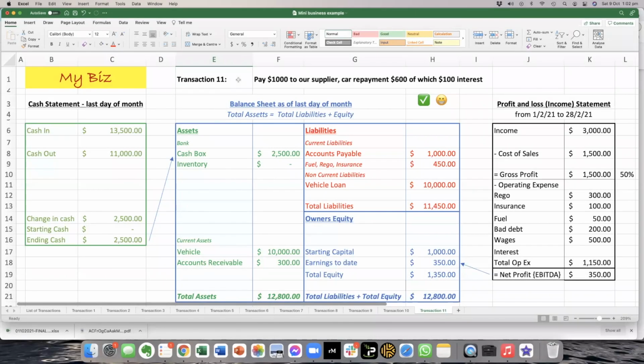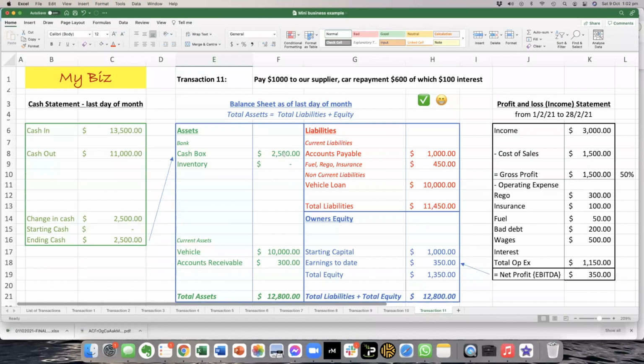So transaction 11, we've got a bit of cash in yesterday. So now it's time to pay some of our debts. We're going to pay $1,000 to our suppliers, and we've got a car repayment of $600, of which $100 is going to be interest. So how does this sort of play out? Let's pay our suppliers first.